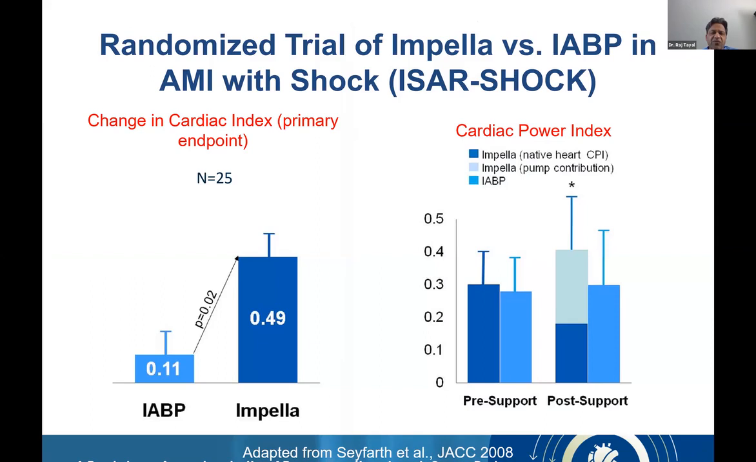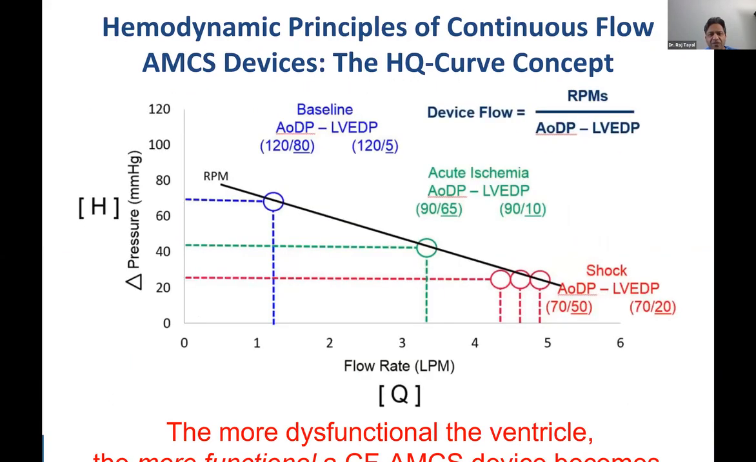When you compare data and outcomes of Impella versus IABP-SHOCK, what you can see is that the improvement in cardiac index is defined with the use of these transvalvular pumps. And you can see that the cardiac power index also statistically improved in patients receiving Impella support as compared to those using intra-aortic balloon pump support alone.